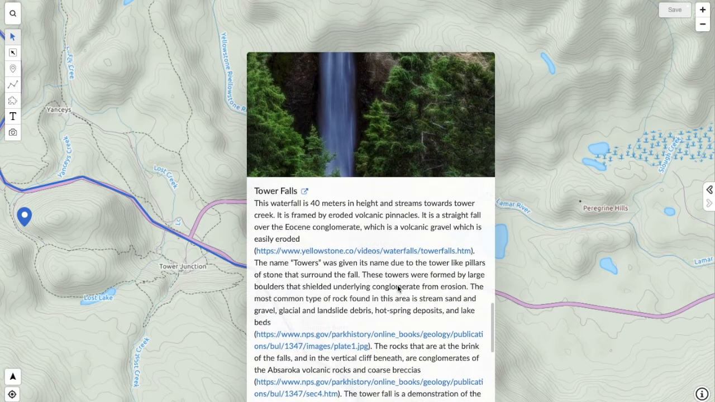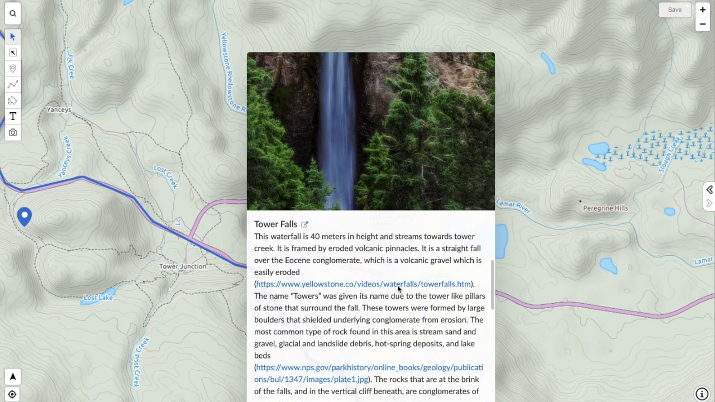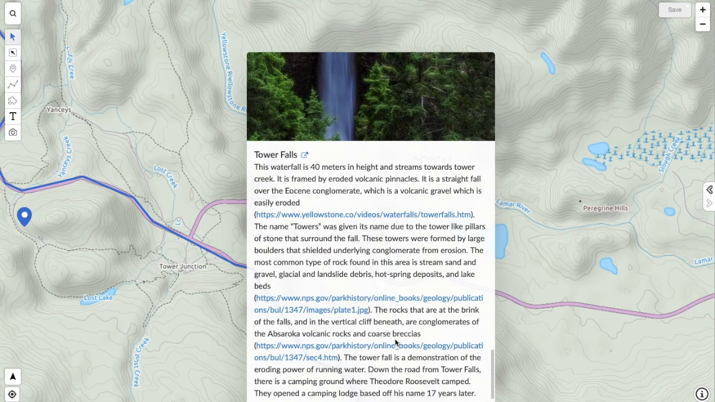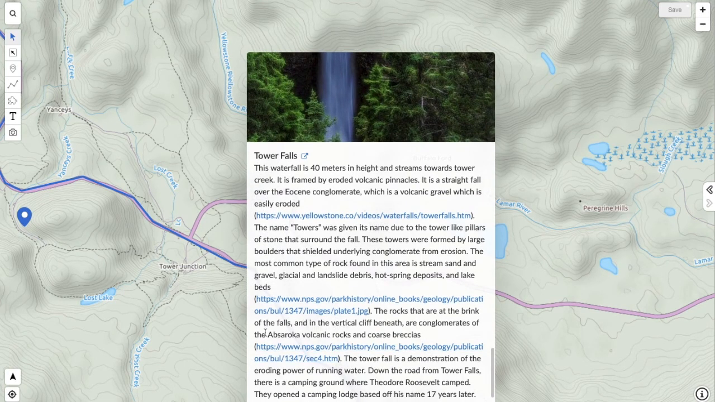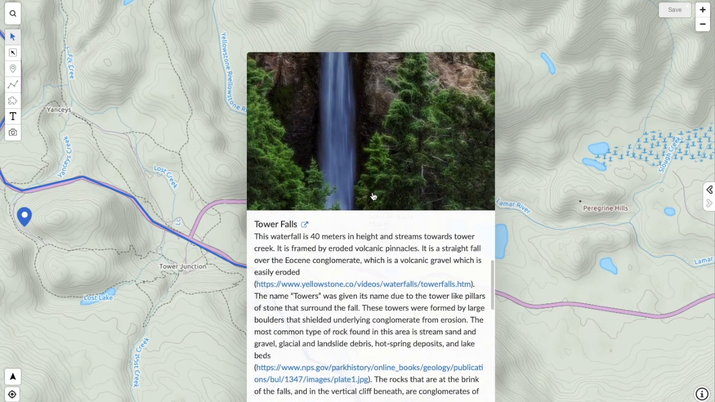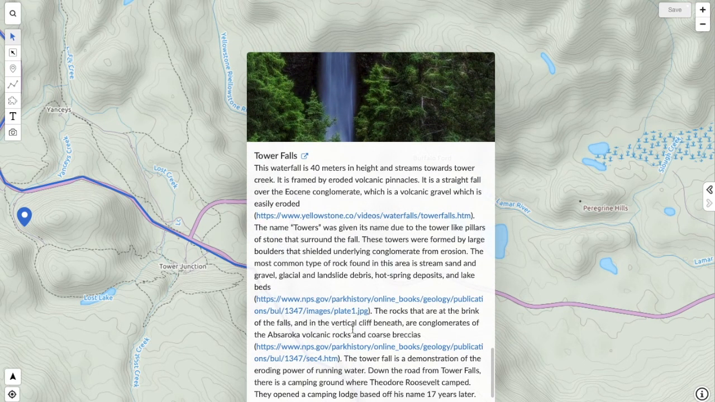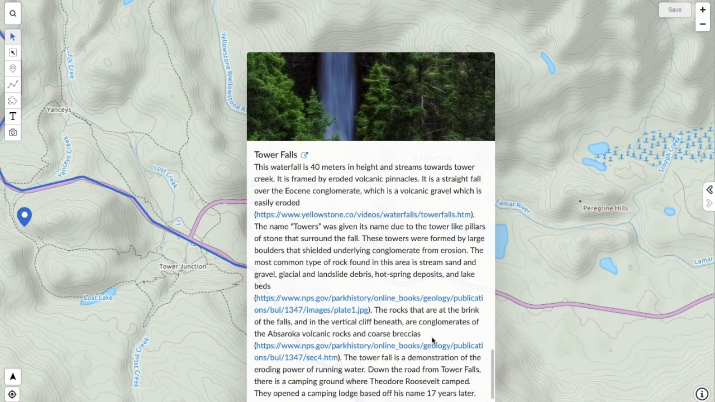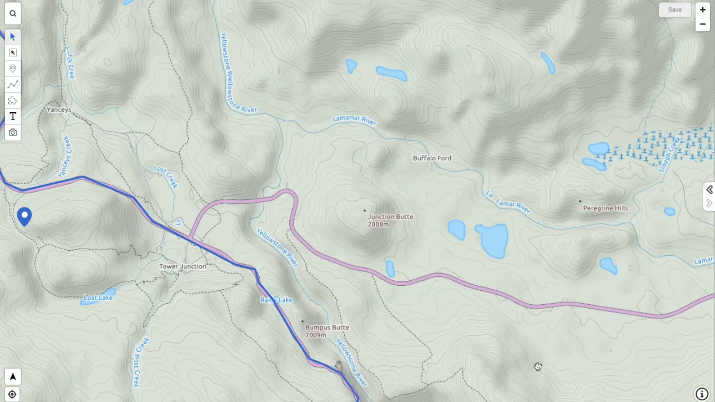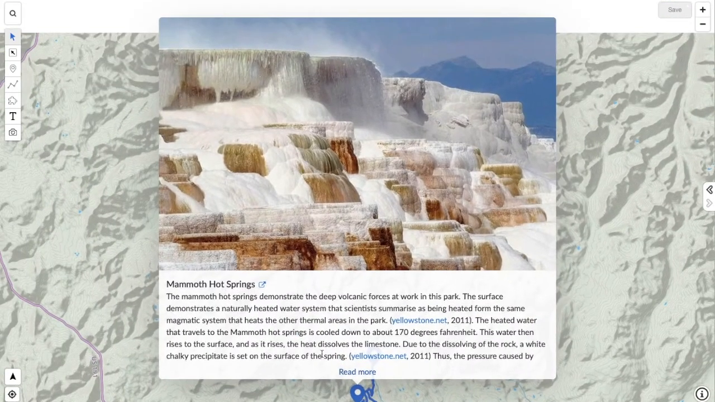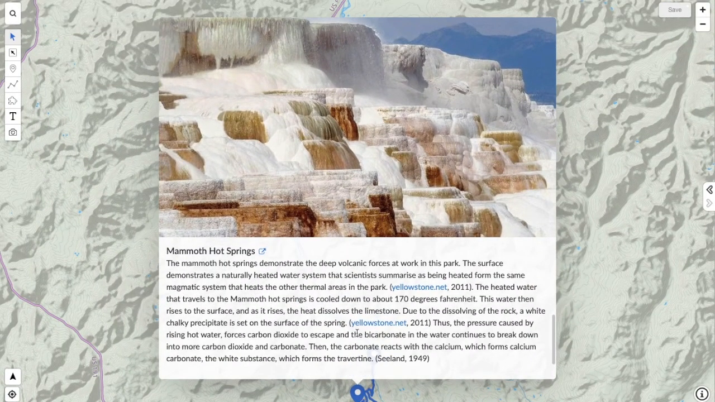So the most common type of rock found in this area is stream sand, gravel, glacial, and landslide debris, hot spring deposits, and lake beds. The rocks that are at the brink of the fall and in the vertical cliff beneath are conglomerates of the Absaroka volcanic rocks and coarse breccias. Yeah. So as you move along, we reach our final stop over here, Mammoth Hot Springs.